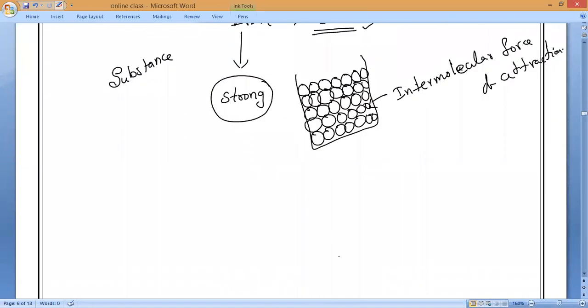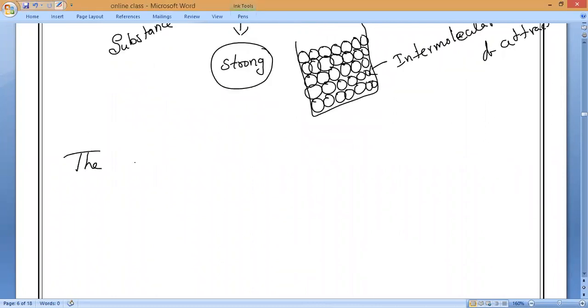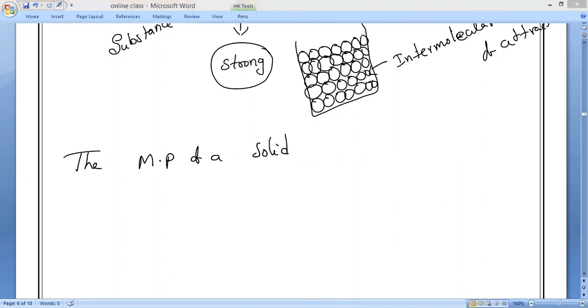That is why, based upon the melting point, we can come to know whether the substance is weak or strong. Please write it: the melting point of a solid is a measure of the force of attraction.